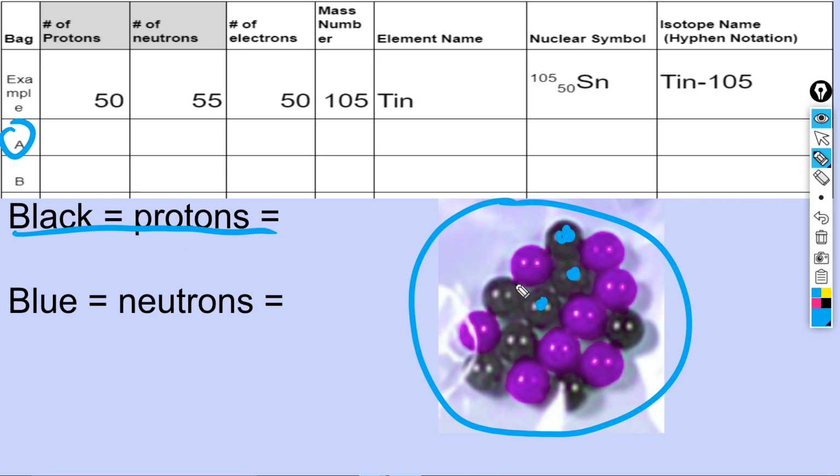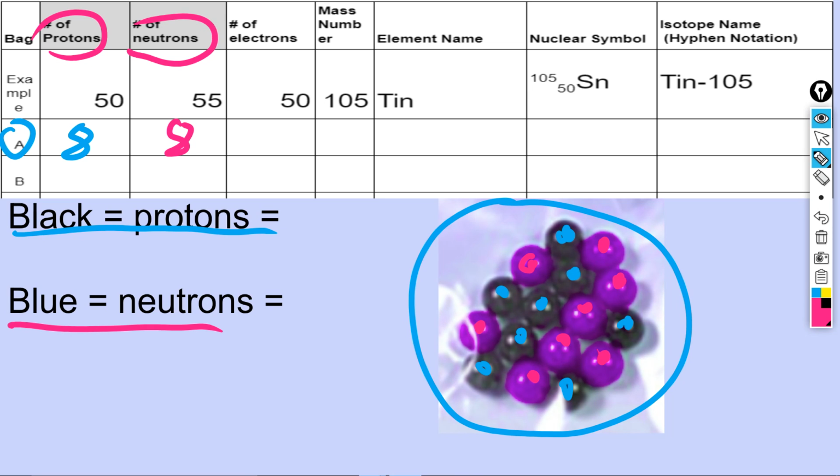1, 2, 3, 4, 5, 6, 7, 8. You should be filling this in on your paper. 8 protons, because there are 8 black spheres. Blue, or it looks purple in the picture, are neutrons. How many of those are there? 1, 2, 3, 4, 5, 6, 7, 8. There are also 8 blue ones. So we've got number of protons, 8, number of neutrons, 8, and number of electrons. If this isn't an ion, which we haven't talked about yet, we have said so far that electrons always equal protons, so 8.